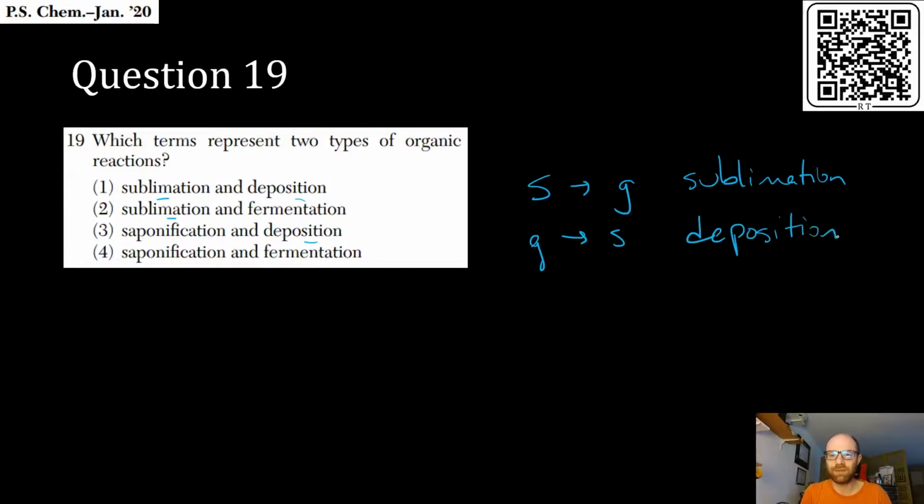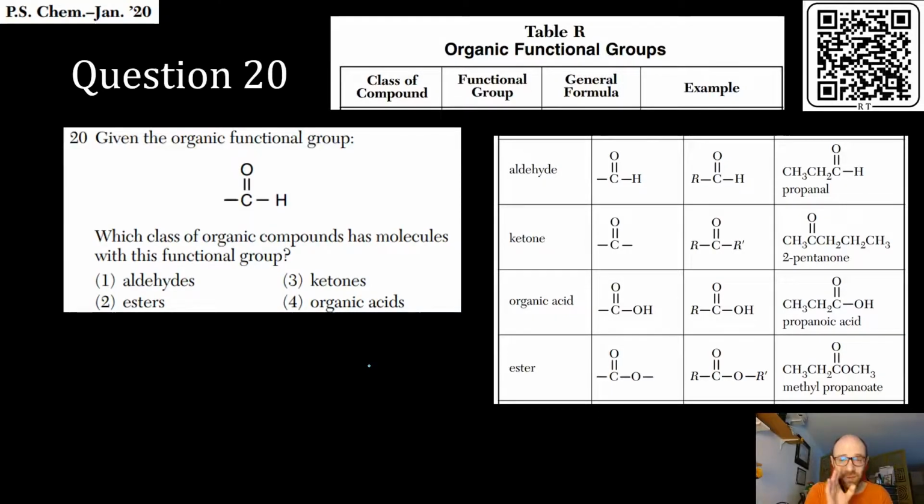So these are not examples of organic reactions. They're in fact examples of phase changes, physical properties. So we're just going to knock out any of the answer choices that have any of them, and that leaves us with choice 4. Saponification is the reaction that creates soap from a fat and a base, creating fatty acid anions, which are soaps. And fermentation is the process where a carbohydrate is worked on by an enzyme in yeast to make alcohol and carbon dioxide.